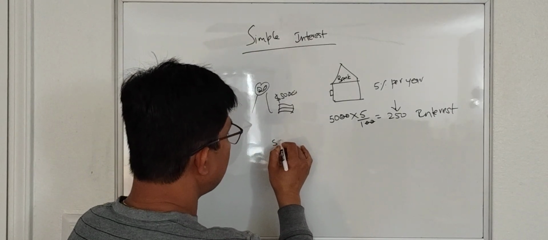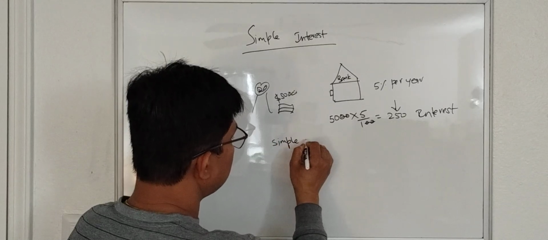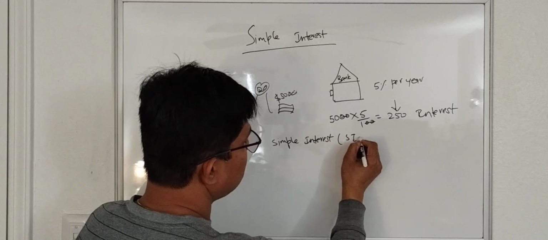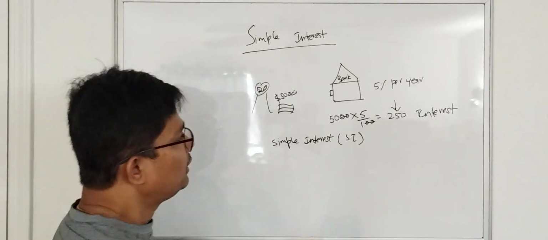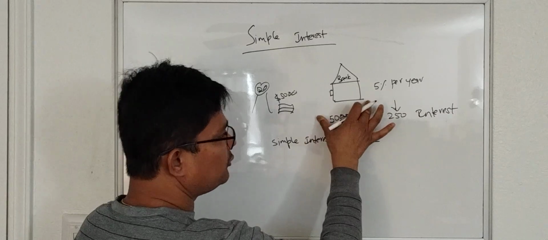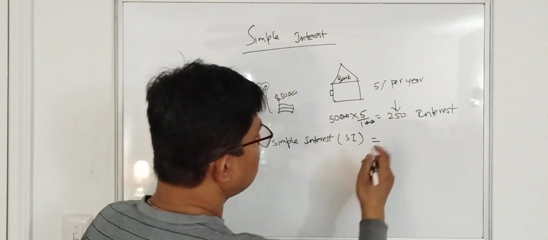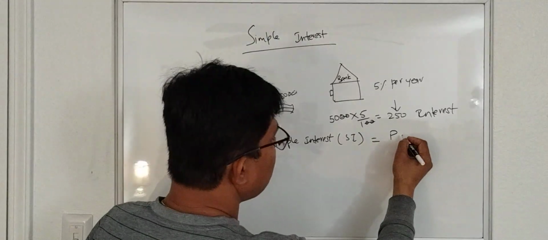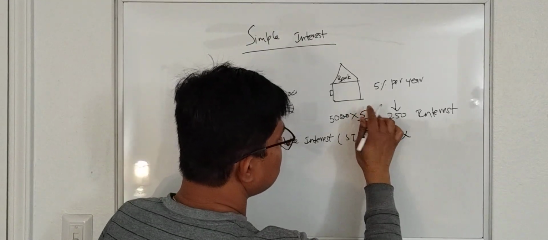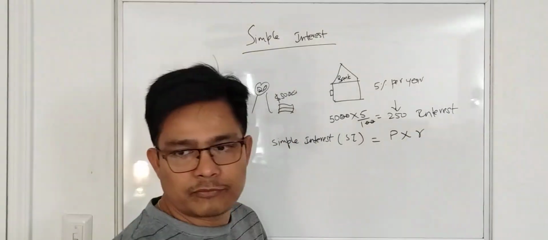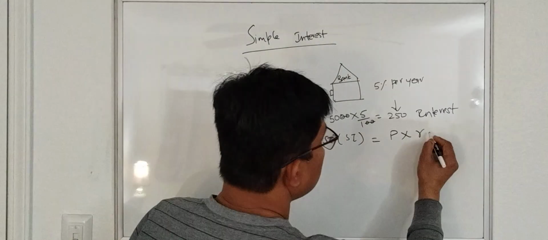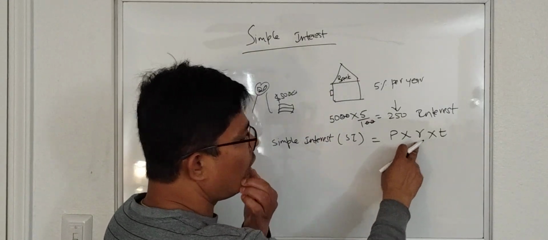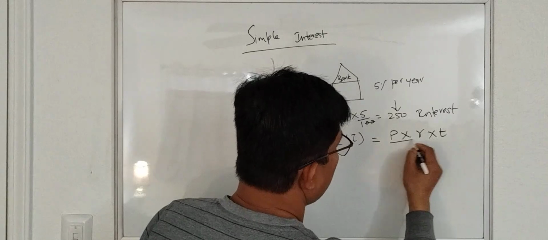So the formula for simple interest, I will call it SI so that I don't have to write it every time. This is the amount you are depositing or lending. Let's call that amount P. P is the principal amount. The rate of interest, let's call it R. And for how many years you are keeping it, let's say T. And since the rate is R by 100, that's why we will divide by 100.